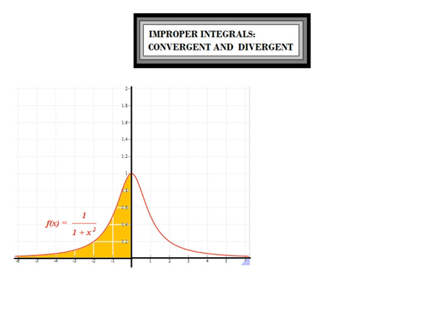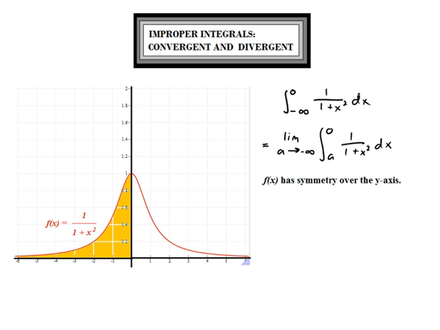Same graph. We represent the area under the graph with this integral from negative infinity to 0. And we can think of it as a limit as a approaches negative infinity over the interval a to 0. Now, another topic from pre-calculus was the idea of symmetry of functions, symmetry over the x-axis, symmetry over the y-axis. This particular function has symmetry over the y-axis.